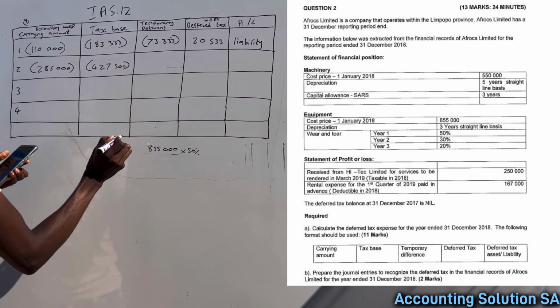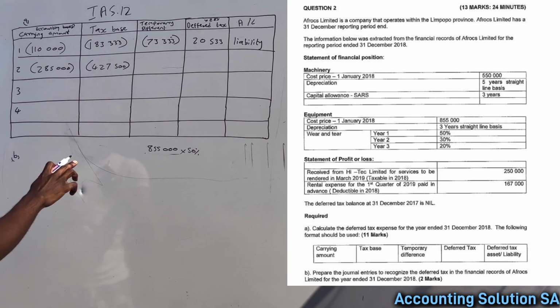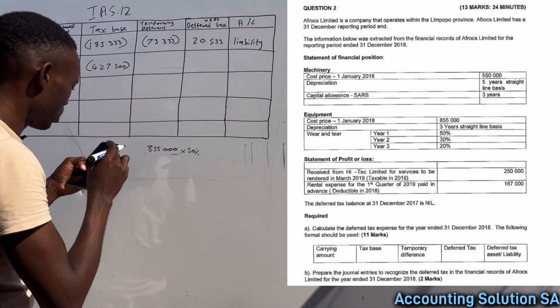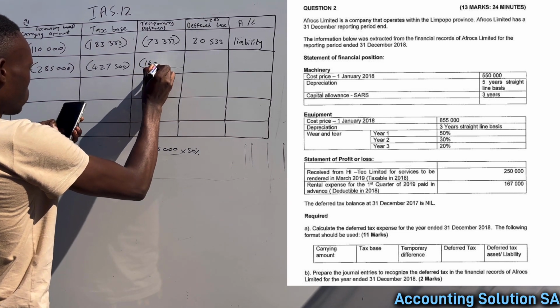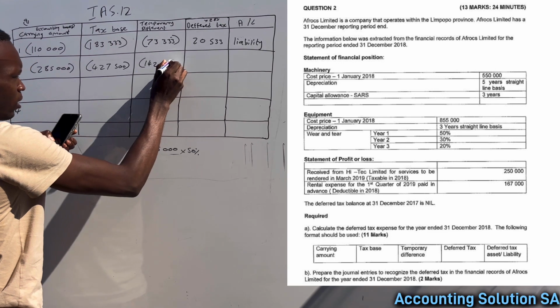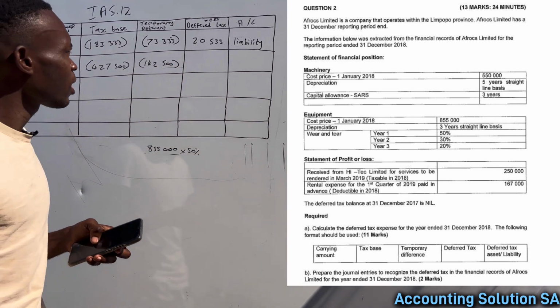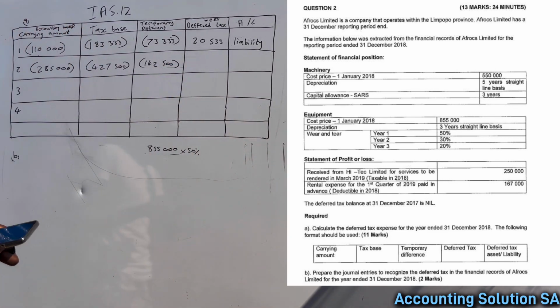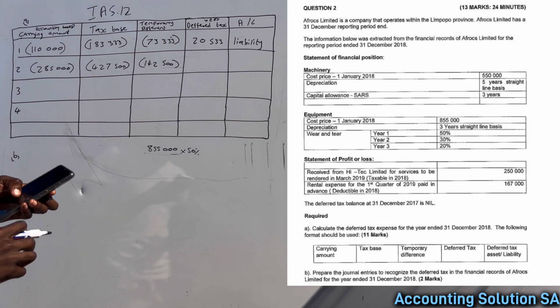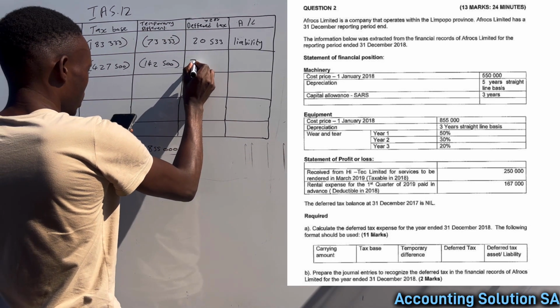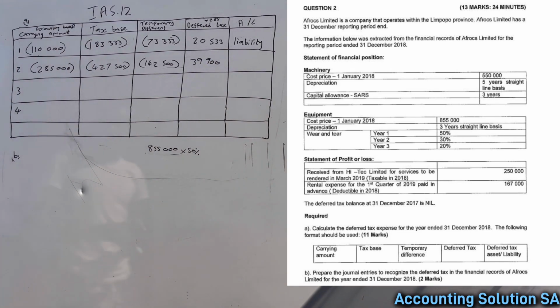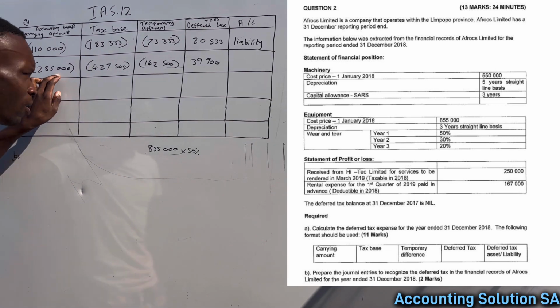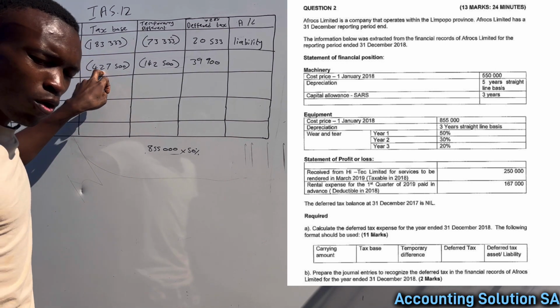427,500. Okay, now you need to calculate the difference. This one minus this one is going to give you 142,500. Okay, then after that, the next step is to calculate 28% of this. Then it will give you an amount of 39,900.